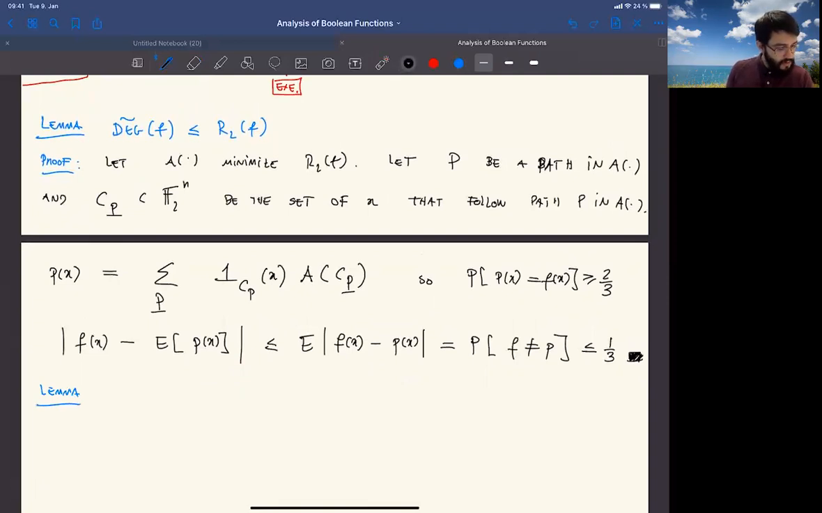And the other lemma is the following: block sensitivity is less than or equal to 3 times the bounded-error randomized decision tree complexity. And that I will put as a reading exercise, it is also pretty simple to do. We actually already did something similar.